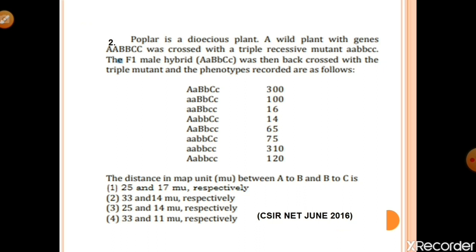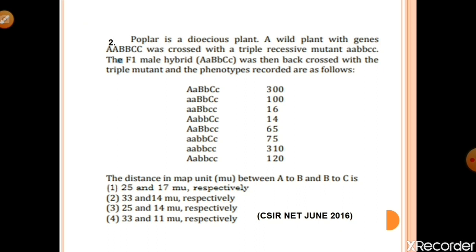The second question, this question was asked in CSIR NET June 2016. Poplar is a dioecious plant. A wild plant with genes capital ABC was crossed with triple recessive mutant small abc. F1 male hybrid was then back crossed with the triple mutant and the phenotypes are given.